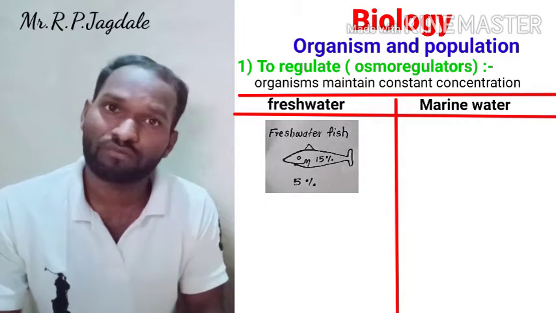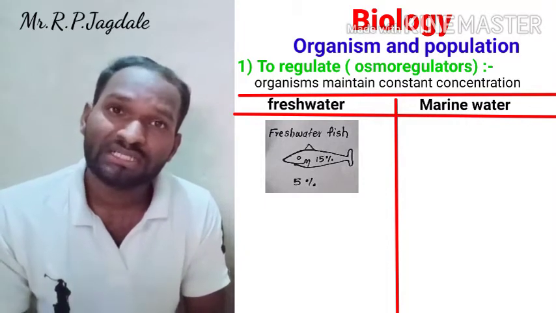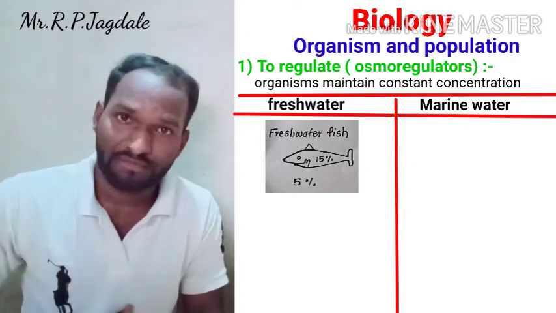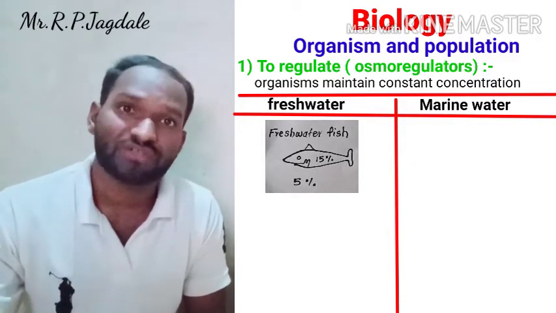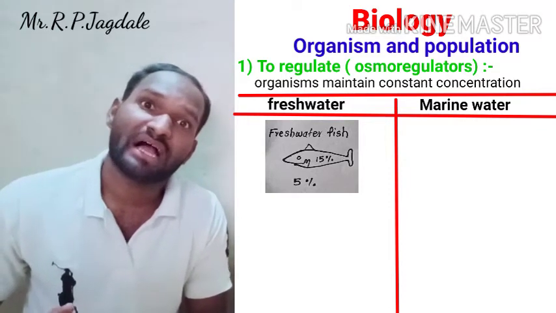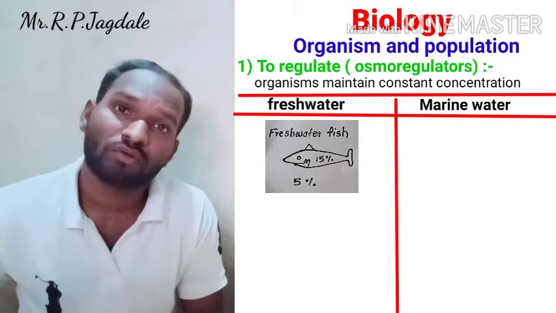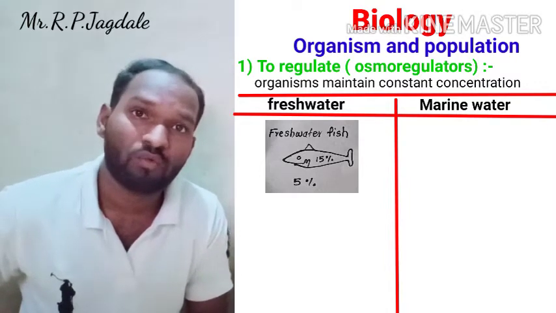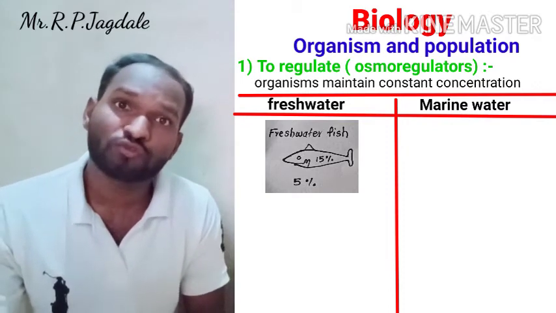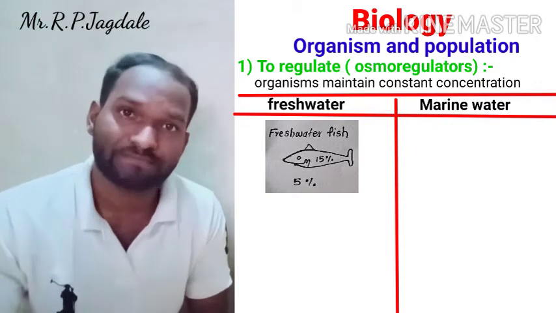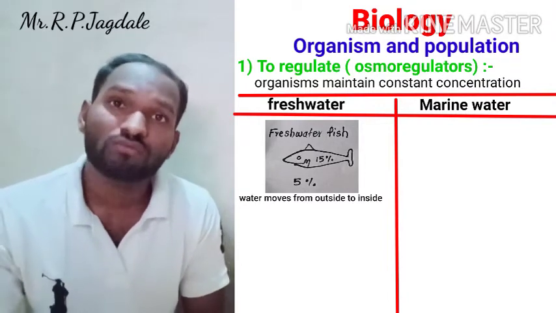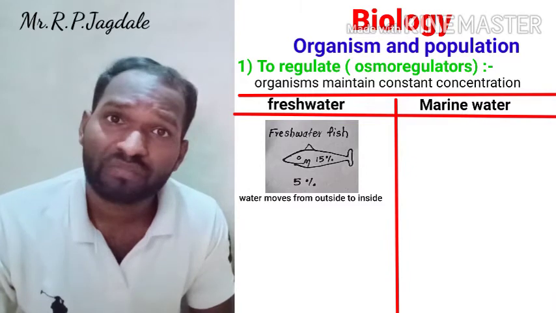First, the problem of water concentration. In fresh water, the concentration of water is more in the surrounding and less in the fish, because the salinity, or ionic concentration, is lower in the surrounding, so the water concentration is high. So water moves from outside to inside, that means inside the body of the fish. So how do we overcome that problem?